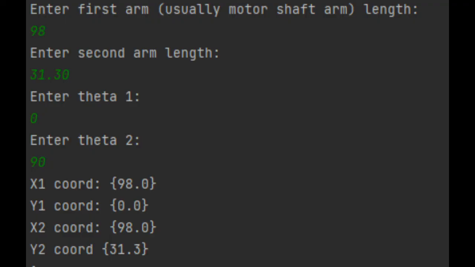Here is our Python program output. The program asks for the length of arms, which we measured the first one to be 98 and the second one to be 31.30. The program asks for joint angles. Joint 1 is theta 1, which we put 0 degrees. Joint 2 is theta 2, which we put 90 degrees. The XY output is calculated as shown. This matches our measured values.